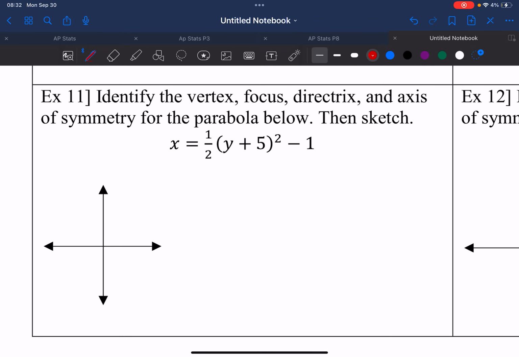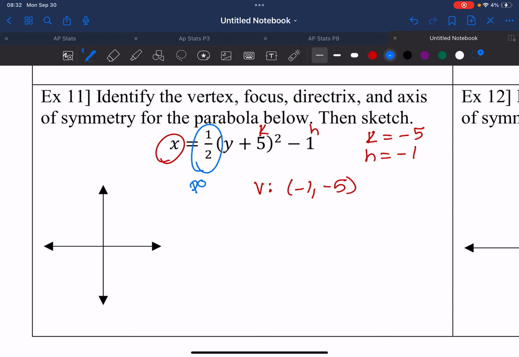Number 11, we have to identify the vertex, focus, and directrix, and the axis of symmetry, and then sketch. So since we are starting with this x value, remember that this is not hk, this is kh. So that means k is negative 5 and h is negative 1. So our vertex is negative 1, negative 5. Since this is positive, we know that we're opening to the right. So we have a vertex of negative 1, negative 5, so down here.